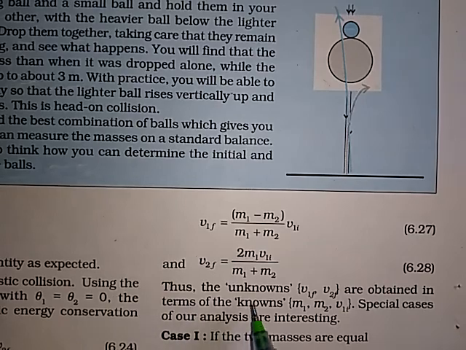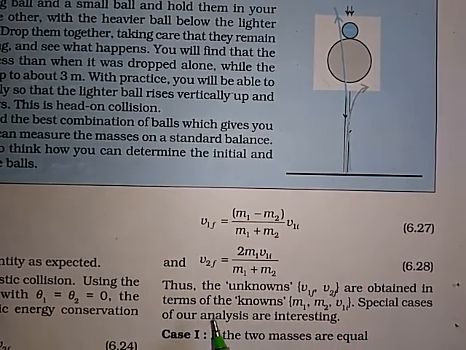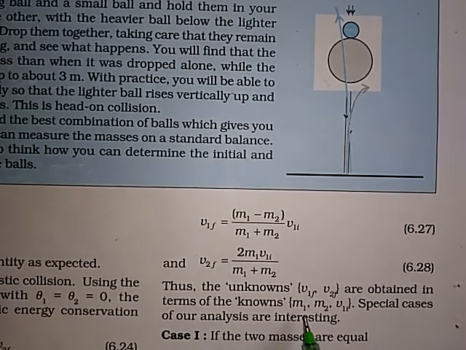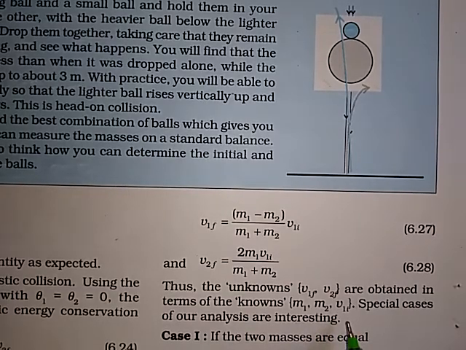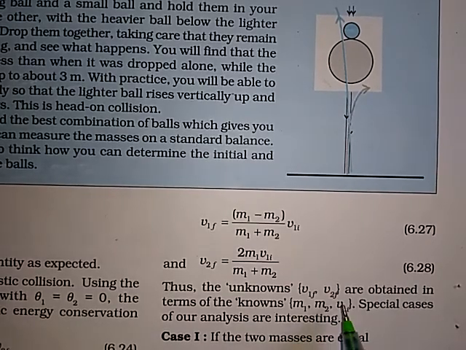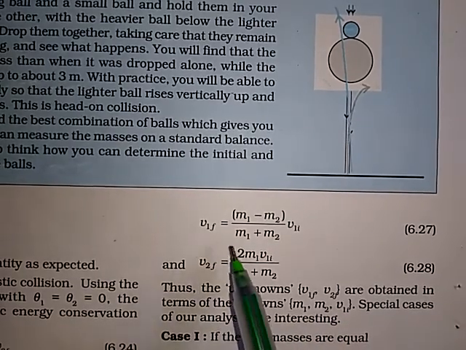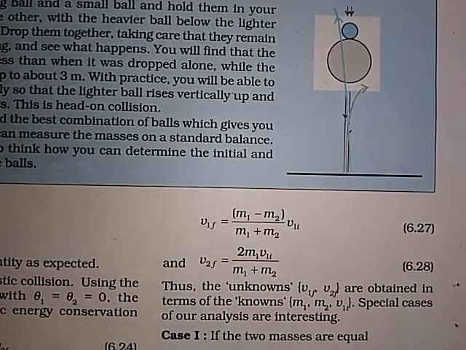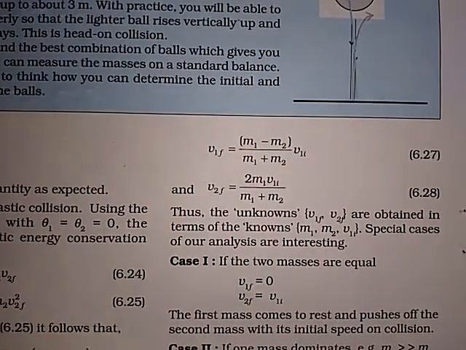Thus the unknowns v1F and v2F are obtained in terms of knowns. Mass 1 we know, mass 2 we know, and the initial velocity also we know. That means we know these three terms, and using these three terms we can find v1F and v2F. Now we will see the special cases of our analysis.